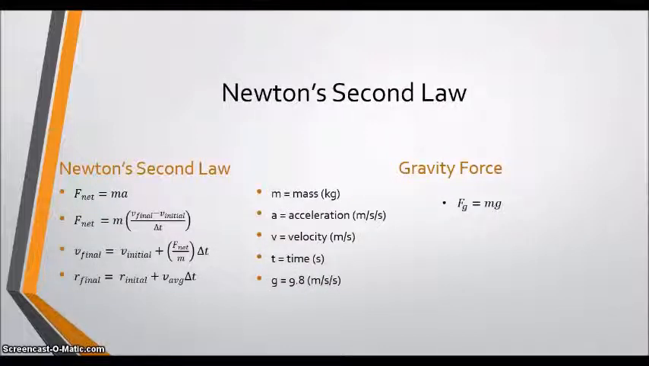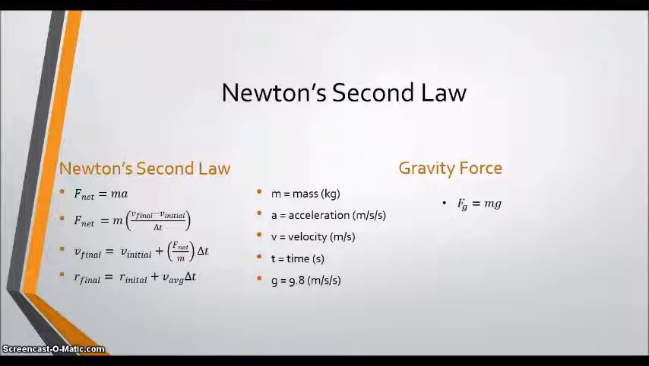Newton's second law states that the net force on a system equals the mass times the acceleration. Manipulating this equation, we get that the final velocity equals the initial velocity plus the net force divided by the mass of the system times the change in time, and that our final position equals the initial position plus the average velocity over a time interval times that time interval.